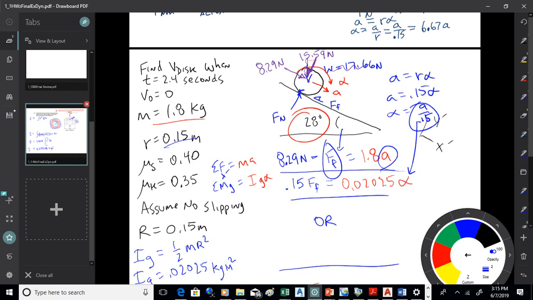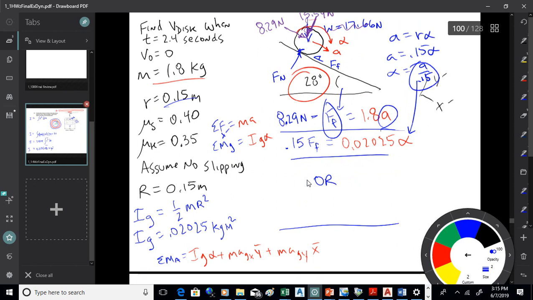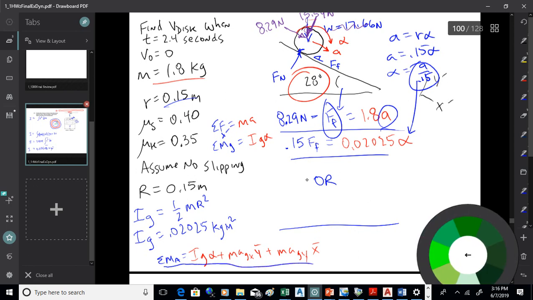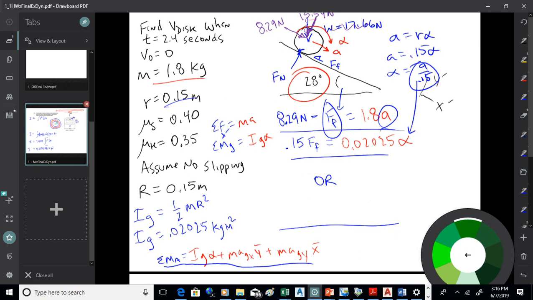Other questions? You doing all right? All right, how about if you did this sum of MA is IG alpha routine here? To start with, where would you set point A at? If you're gonna do it this way. This is another way to solve this stuff. It's the bottom, yeah, because what you want to do when you go sum of MA is simplify what you're analyzing here. And the way to simplify it is to remove the friction. So you take A where you remove one of the unknowns that makes it hard. In this case, it'd be right at the base of that roller.